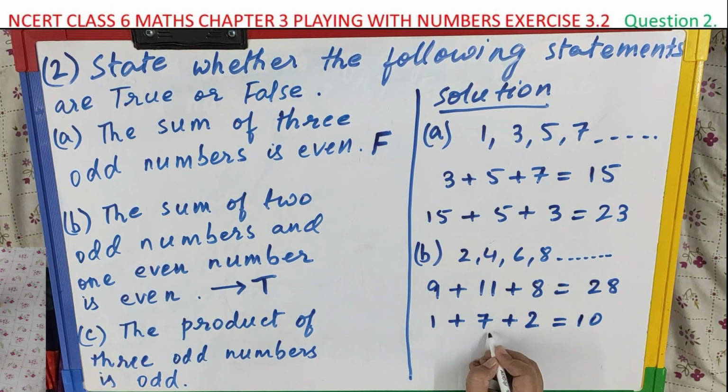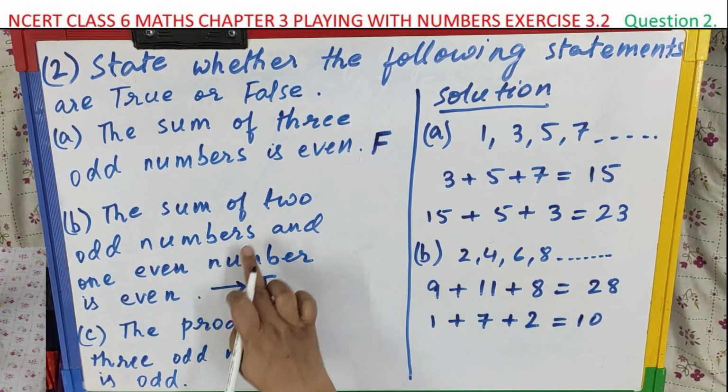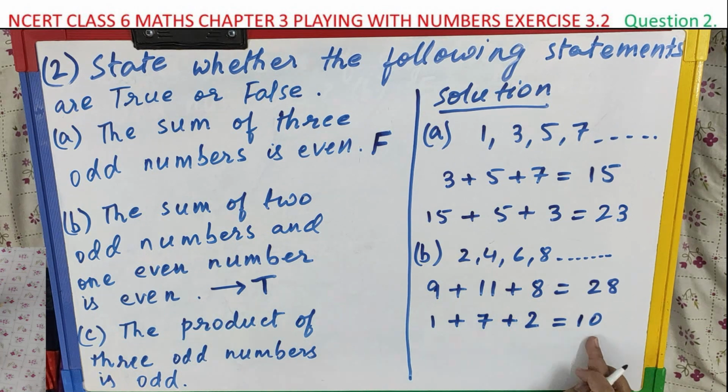It means the sum of two odd numbers and one even number is an even number. It means this statement given is true. Understood? Now let us come to C part.